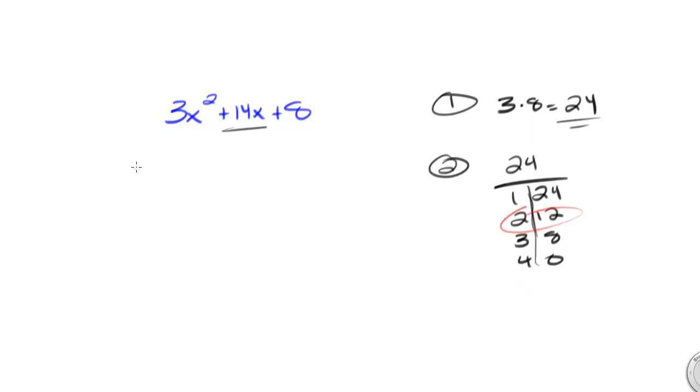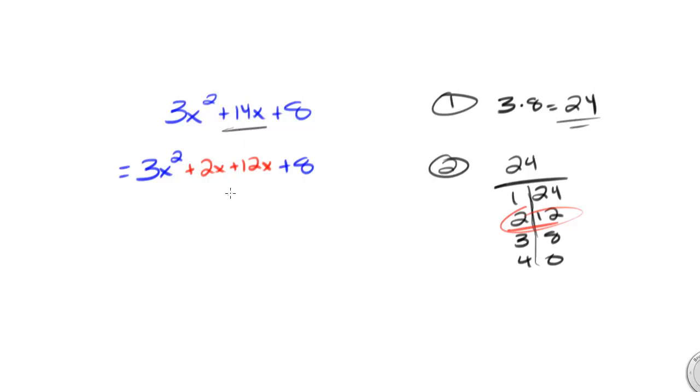What I do with that information is I set up a factor by grouping question. So I'm going to take that middle term of 14x and split it using the 2 and the 12. In this case, I'll write that as 2x plus 12x plus 8. And again, this 2x plus 12x is just a representation of this 14x. In some ways of thinking of this, you're unsimplifying the 14x.